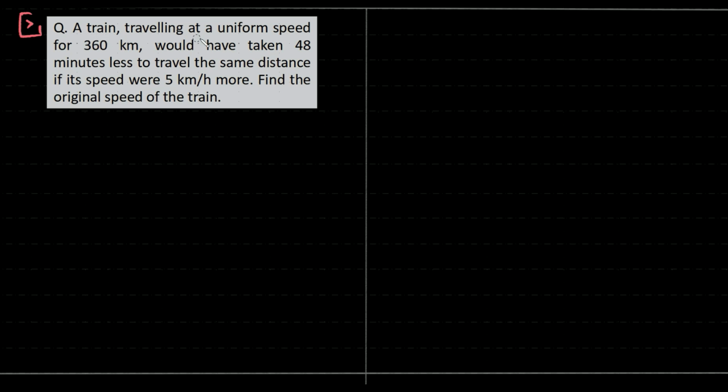A train traveling at a uniform speed for 360 kilometers would have taken 48 minutes lesser to travel the same distance if the speed was 5 km per hour more. Find the original speed of the train.